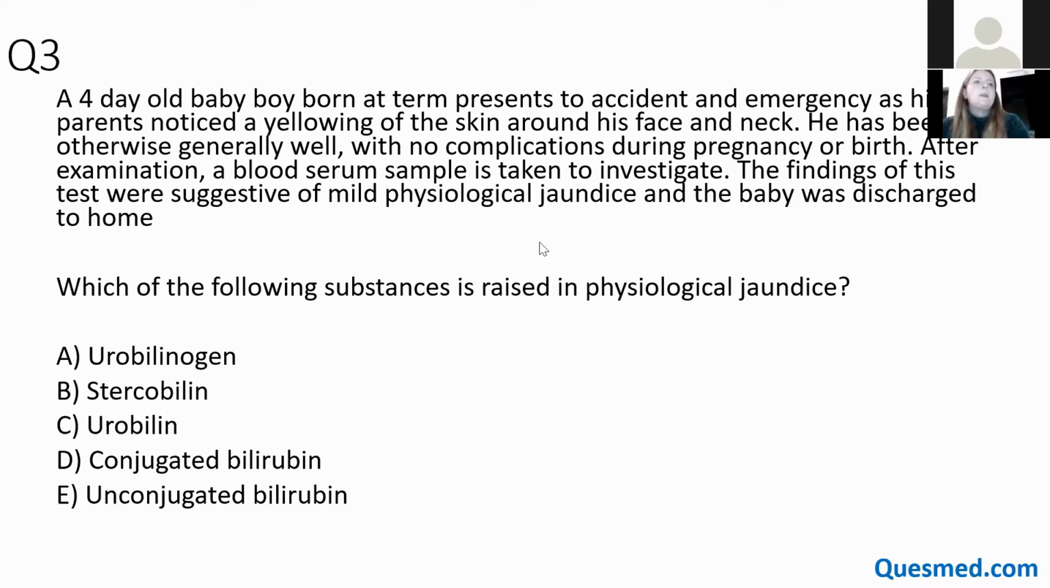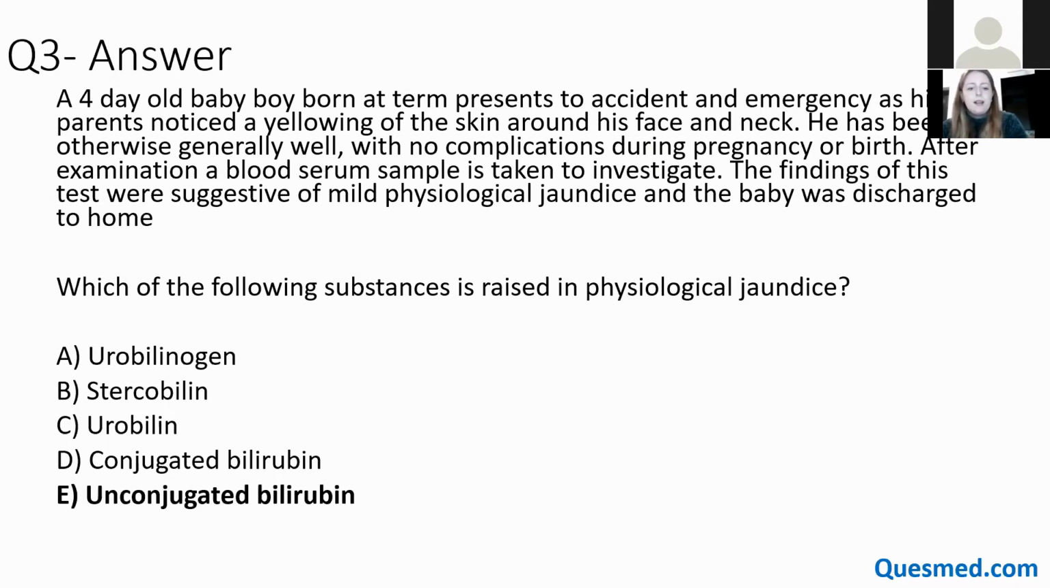Okay, let's see what you all went with. So everybody answered either D or E, which is good. Most of you went with E, with a few of you going for D. So the answer is E. It's unconjugated bilirubin. All these terms I will go on to talk about on the next slide, and hopefully it will all become a bit clearer.